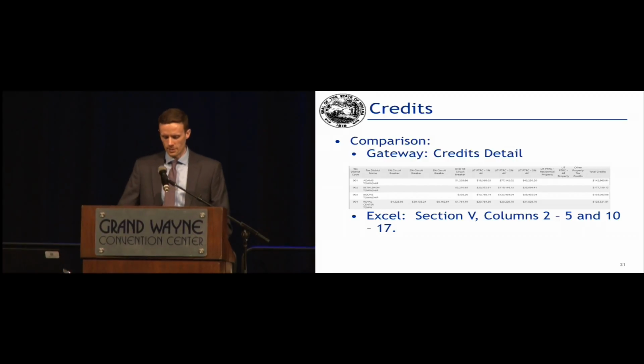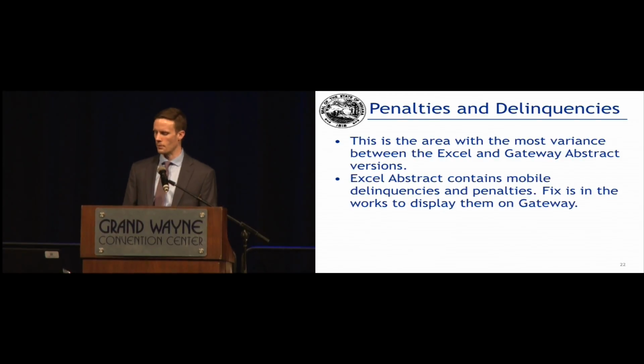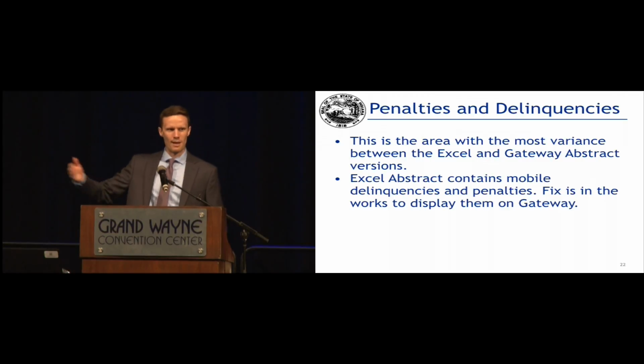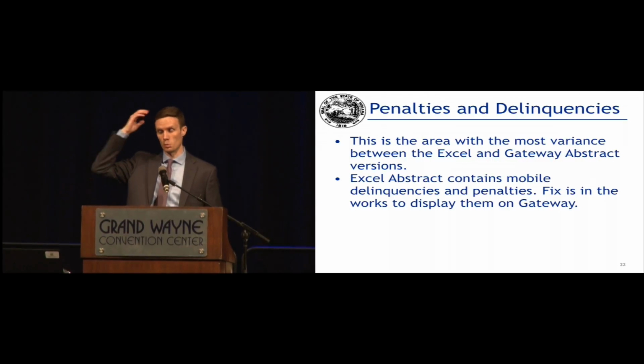And then penalties and delinquencies. So this is the area that we did see the most inconsistency when comparing Gateway Abstract to the Excel abstract, and there's not a great pattern for it. This spread across many counties, many taxing districts, and we've yet to piece together exactly what's causing the difference, but we are hard at work on figuring that out. There is one thing that is key: the Excel abstract by design excludes mobile properties, so you don't see mobile assessed values in section 1, and then it doesn't have that cascading impact on the levies in sections 2 through 4.